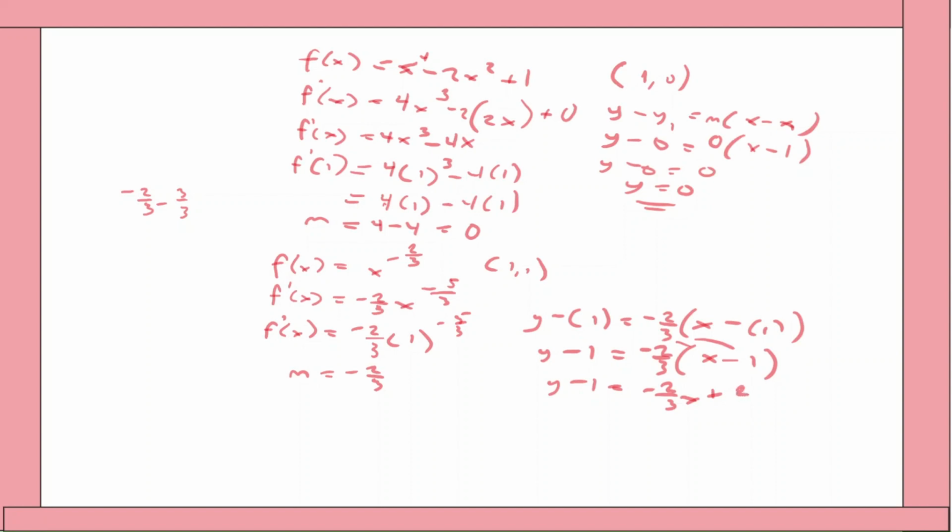So plus 2/3. And then if we were to add 1 to this, so add 1 to 2/3, remember that 1 is actually 3/3. So 2/3 plus 3/3 will give you 5/3. So our equation is negative 2/3 x plus 5/3. And this would be the same thing as when we found the equation using the limit definition as well.